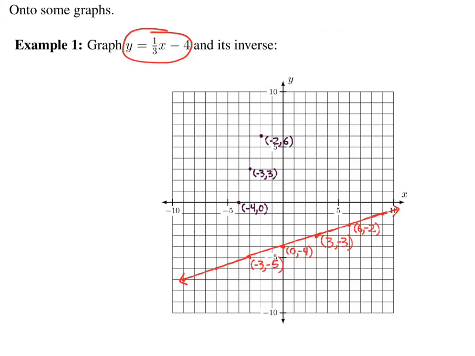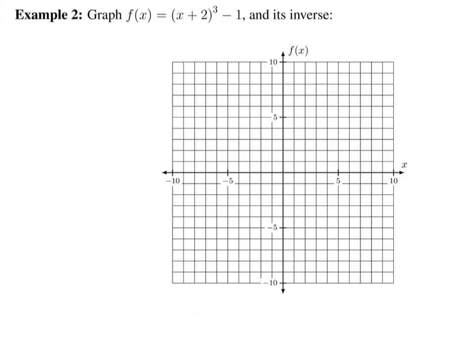And then maybe going backwards, we have the point -3, -5 on the original graph. So -5, -3 on the inverse. Oh, look, it's another line. Okay. Good times. Looks like it has a slope of 3 or something. Oh well. All right, next example.